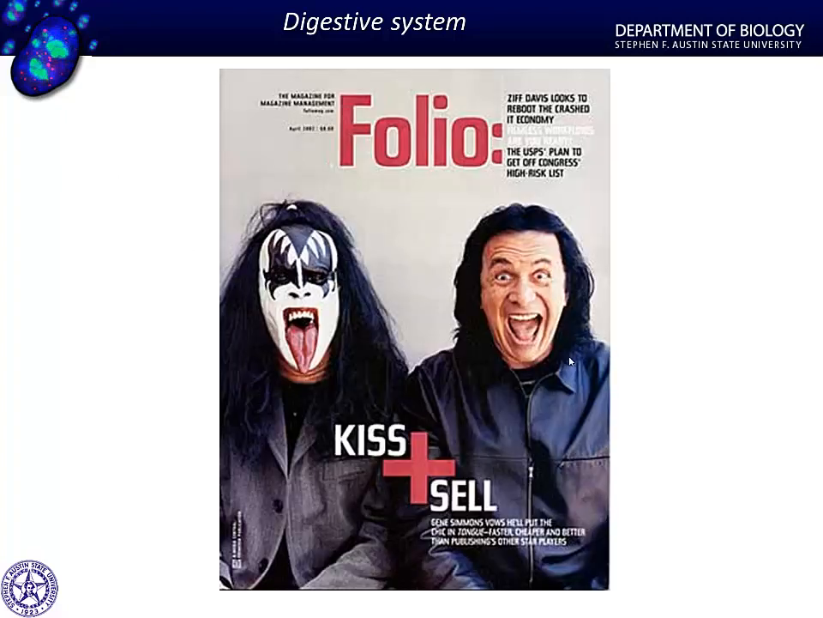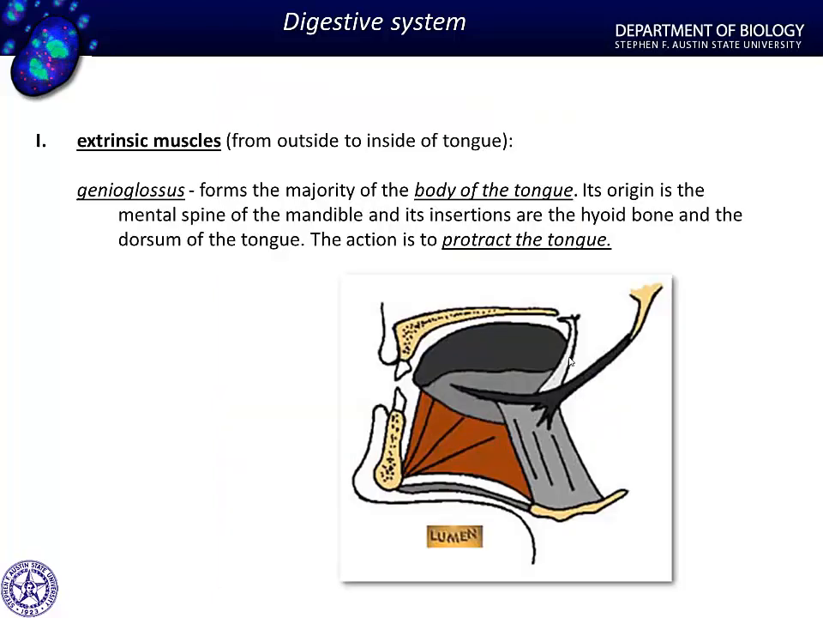Now, I always like this picture because tongues come in many different sizes and shapes, and Gene Simmons certainly is one of those that, he just doesn't even look the same once he puts the makeup on. But we are looking at this structure we know as the tongue.